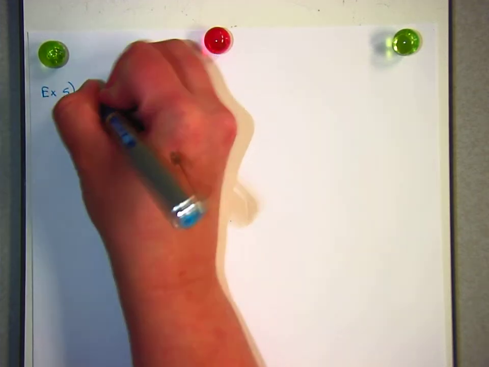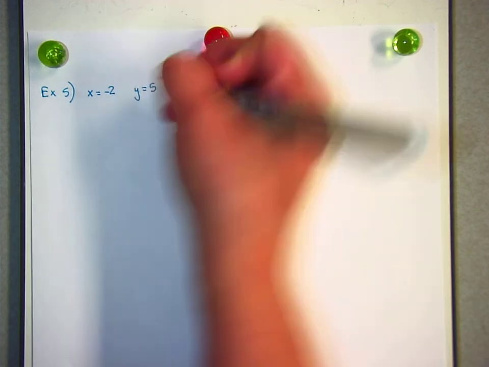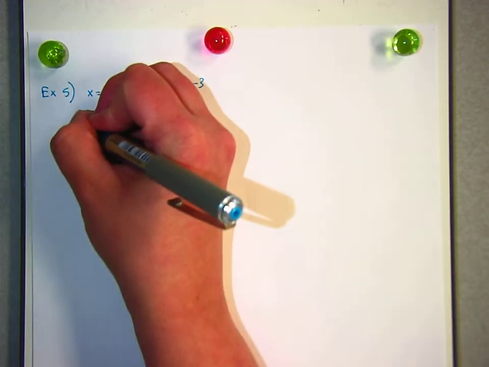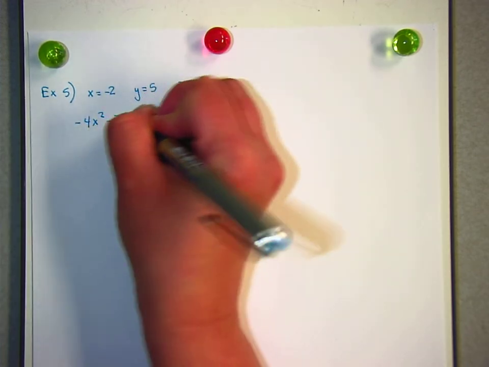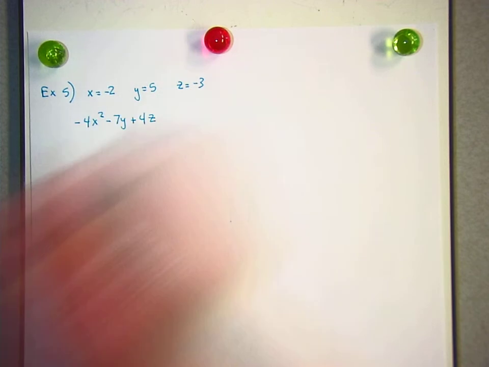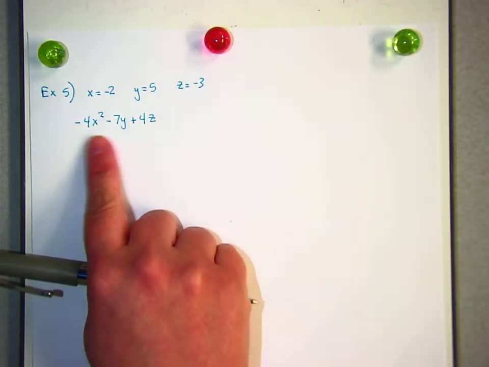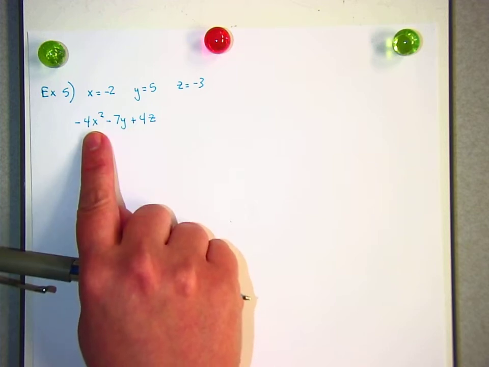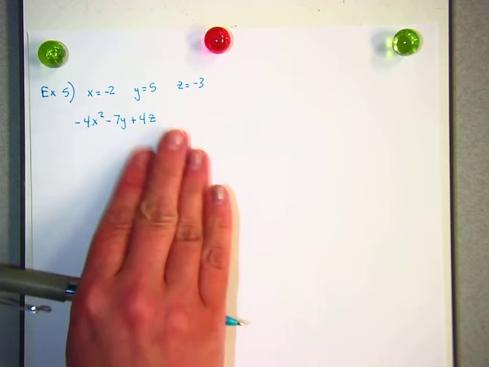All right, if x equals -2 and y equals 5 and z equals -3, I want you to find what -4x squared minus 7y plus 4z is. Now first of all, if I was just going to simplify this, this is as simplified as it can be because an x squared is a different variable than a y, which is a different variable than a z, so I can't put them together.